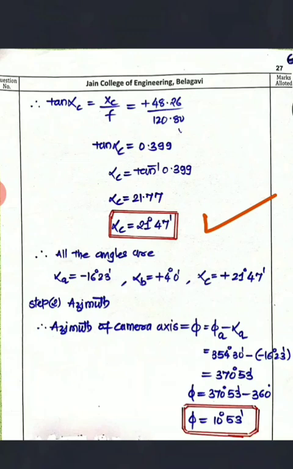All angles are, see here, alpha A is negative, that is 16 degree 23 minutes. Alpha B is positive, that is plus 4 degree 0 minutes. Alpha C is also positive, that is 21 degree 47 minutes.